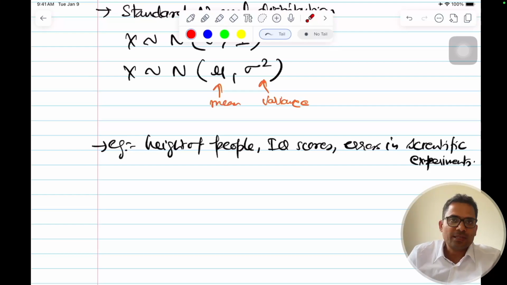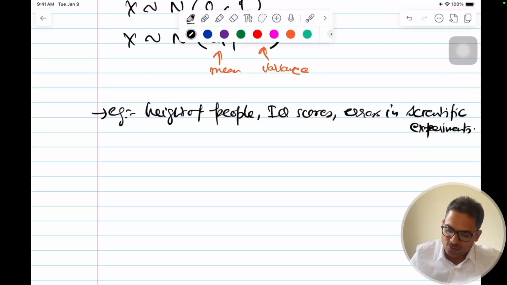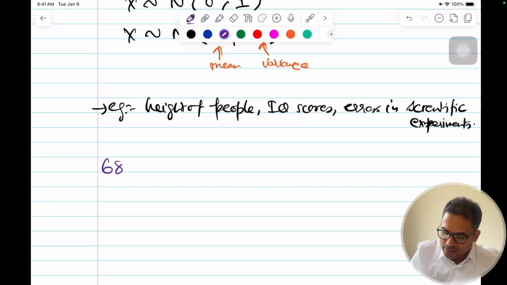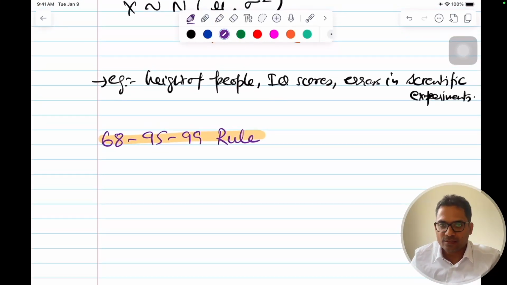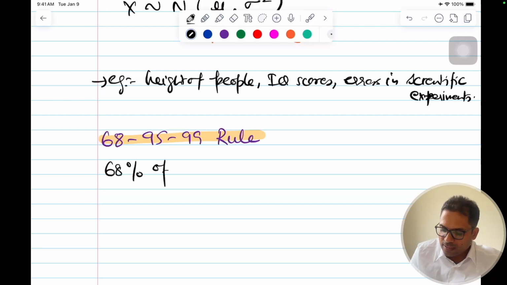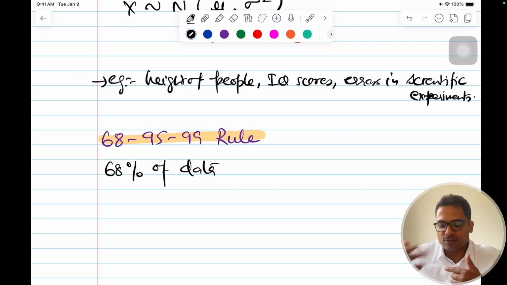Okay, so there's one more very beautiful rule. Let me talk about that. You must have heard about something called the 68, 95, 99 rule around the Gaussian. So what does it mean? This means that 68% of data approximately, these are approximate values, this is 68.2, this is 95.4, and this is 99.7, so we'll talk about approximately.